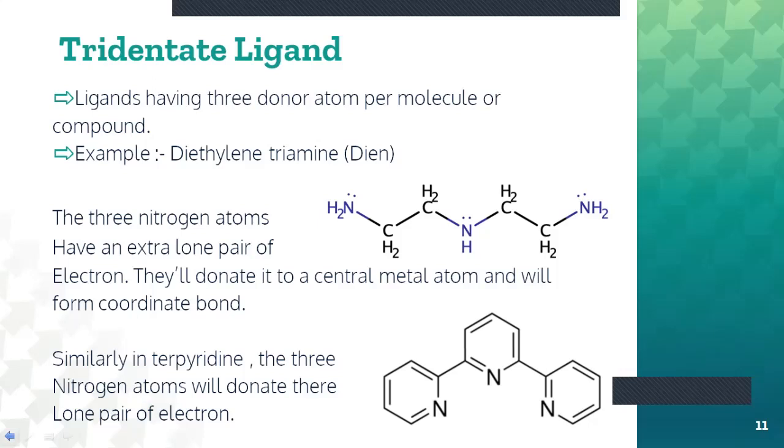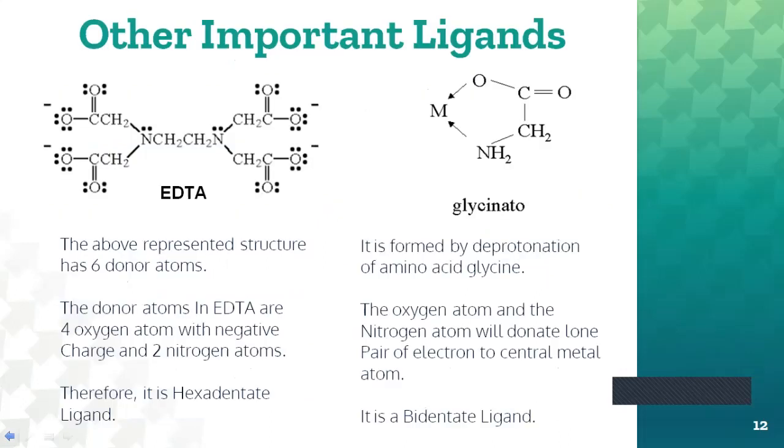This is called terpyridine and mentioned as terpy. So the three nitrogen atoms will donate their lone pair of electrons and will come into the category of tridentate ligands. Look at this, some important ligands.